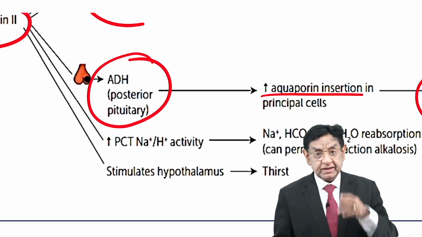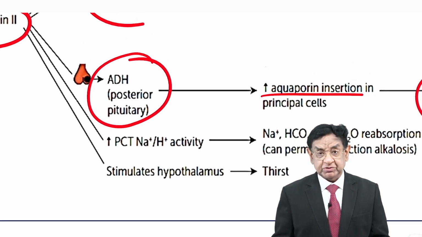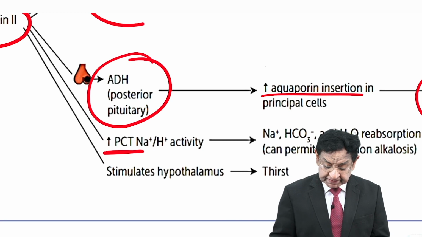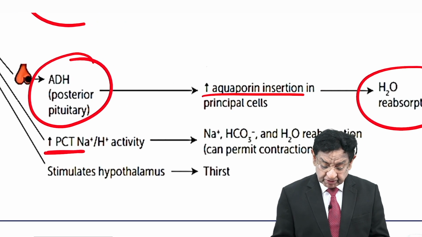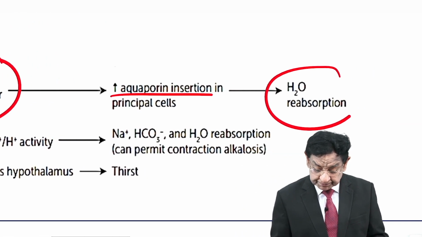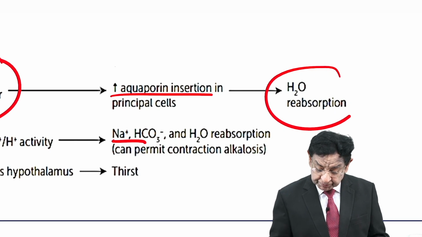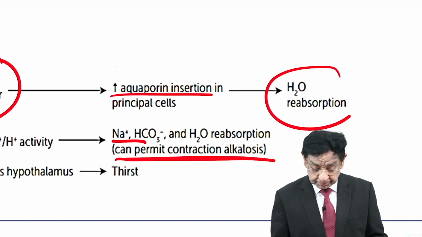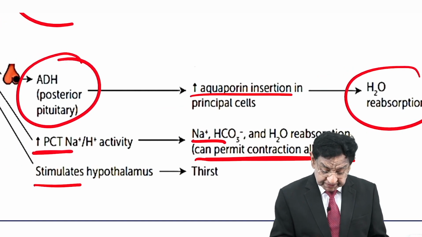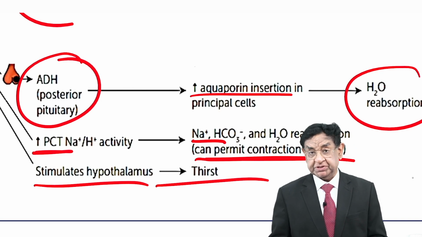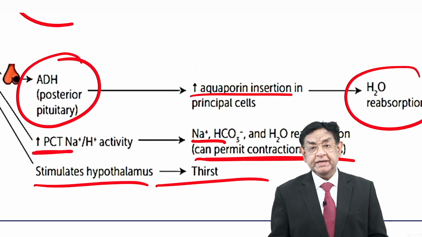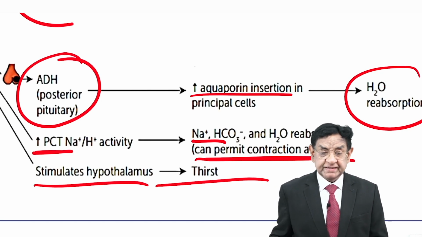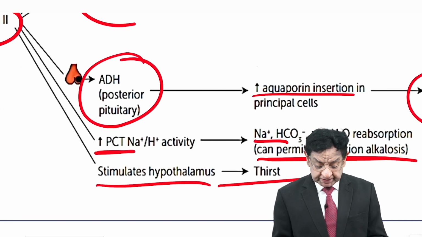So we learned that in the DCT they act via aldosterone, but they also have an action in the PCT, and they cause sodium reabsorption. Okay, sodium reabsorption, and that can permit contraction alkalosis also. And finally, they stimulate the hypothalamus and they stimulate thirst also. So in addition to the action in the kidney, angiotensin 2 has so many other actions.